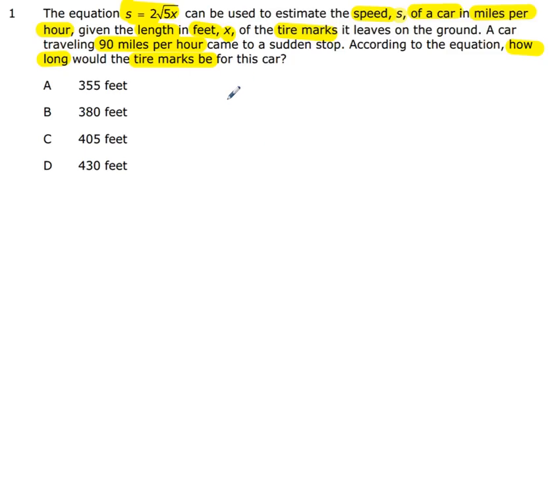Let's put it all together now and see if we can figure out how to tell how long these tire marks would be. Well, they already tell us that the car was traveling 90 miles per hour, so my speed is 90. So to figure out the tire marks, I have to plug it into my equation that relates speed to tire marks. So I'm plugging 90 for S. So I get 90 is equal to 2 square roots of 5x.